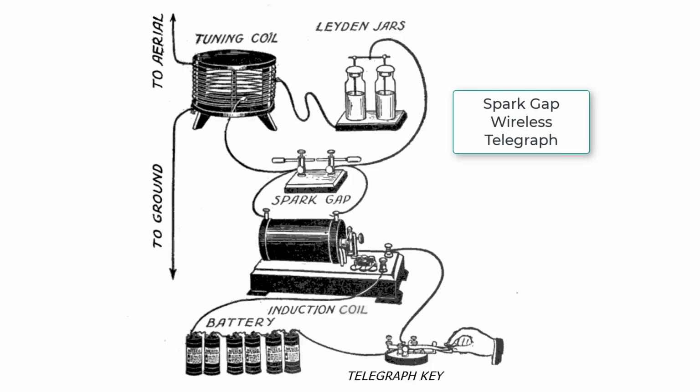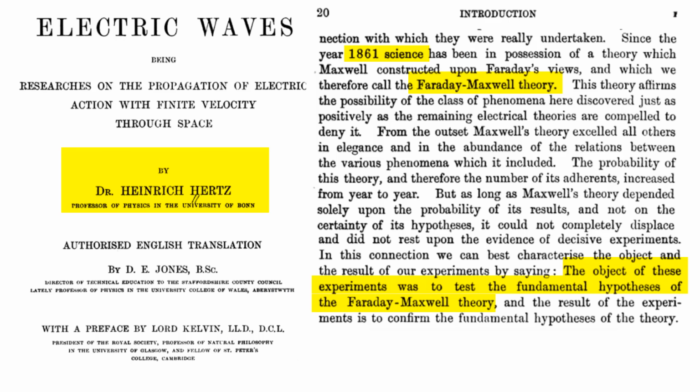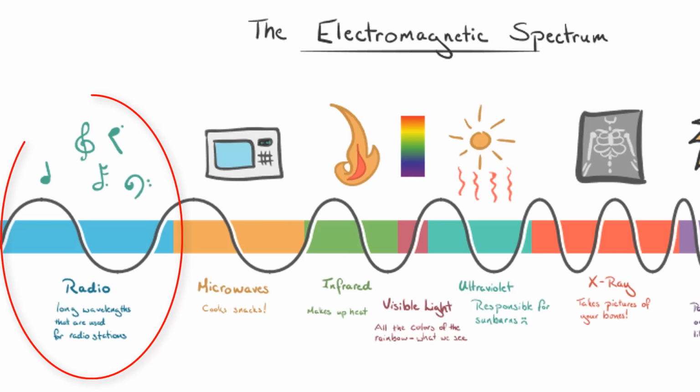These Hertzian waves were eventually called radio waves, and soon people started sending signals wirelessly, and the wireless revolution went off, and we are still living in it. Hertz, however, didn't see the practical applications of it, and instead, in 1892, wrote that the object of these experiments was to test the fundamental hypothesis of the Faraday-Maxwell theory. And according to Hertz and many other scientists, the discovery of radio waves was a complete validation of Maxwell's laws.